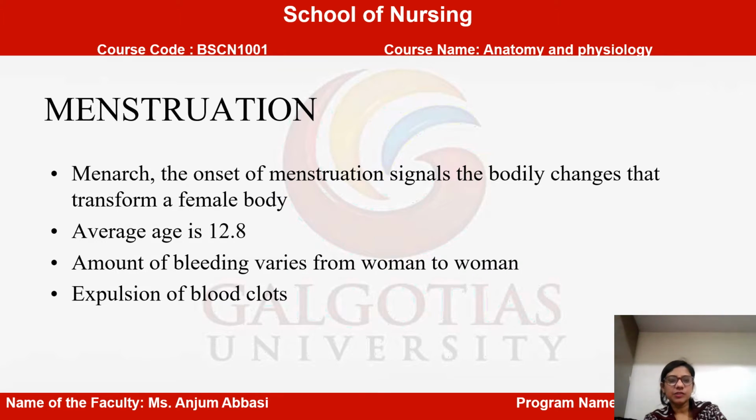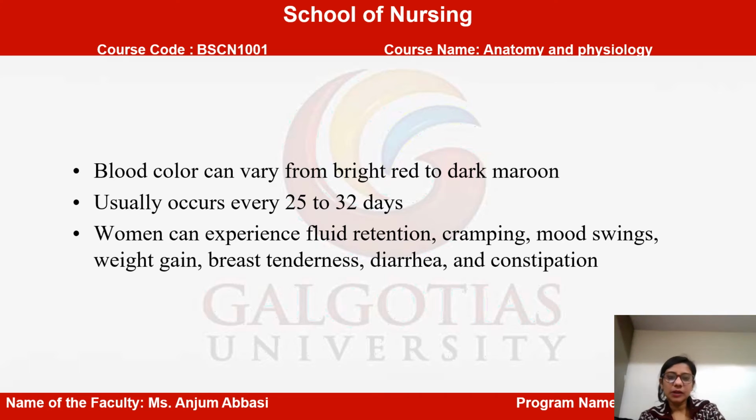Next is menstruation, with its onset also known as menarche. The onset of menstruation signals the bodily changes that transform a young female. The average age is 12.8, and we cannot fix it for the menstrual cycle. The amount of bleeding varies from woman to woman, and so does the expulsion of blood clots, so we cannot fix it. Blood color can vary from bright red to dark maroon, and the cycle usually occurs every 25 to 32 days.